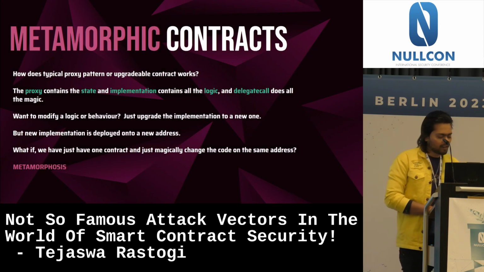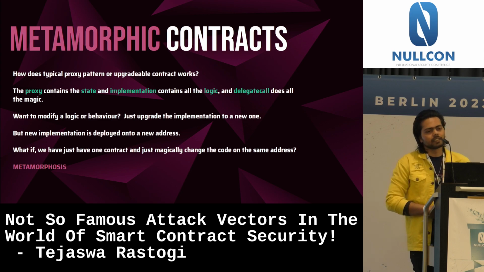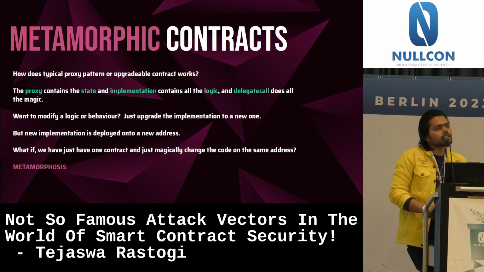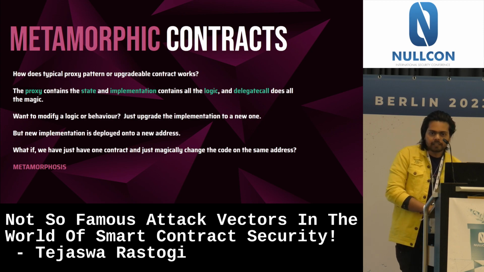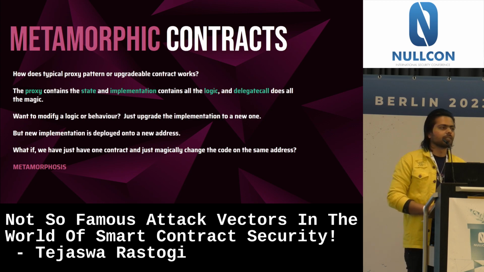Cool. All right, the next one is metamorphic contracts. So what are metamorphic contracts? All right, so you must have worked on or at least heard about upgradable contracts, right? So what are upgradable contracts? Let's talk about the fundamentals of blockchain. You know that the deployed contract is immutable, right? It cannot be modified, cannot be changed, correct? Right. What is the upgradable contract?